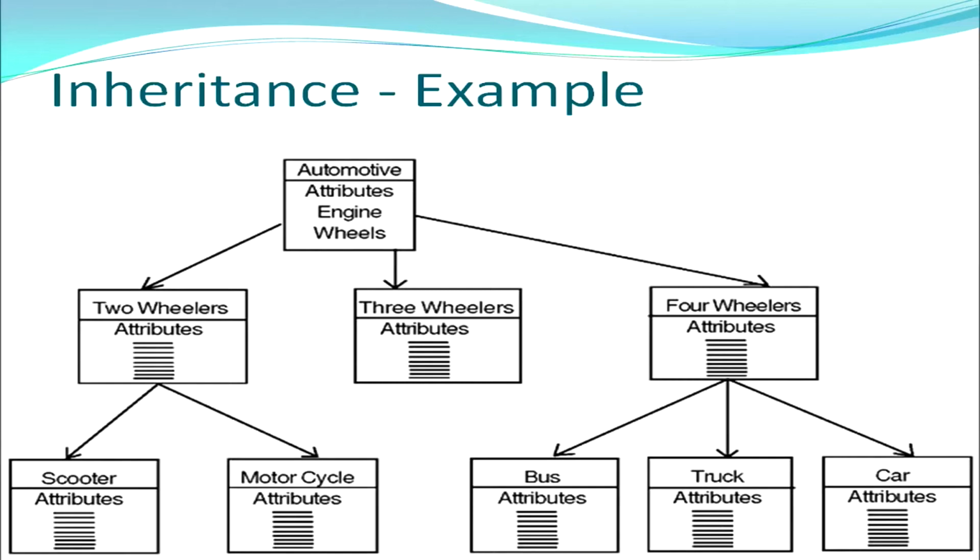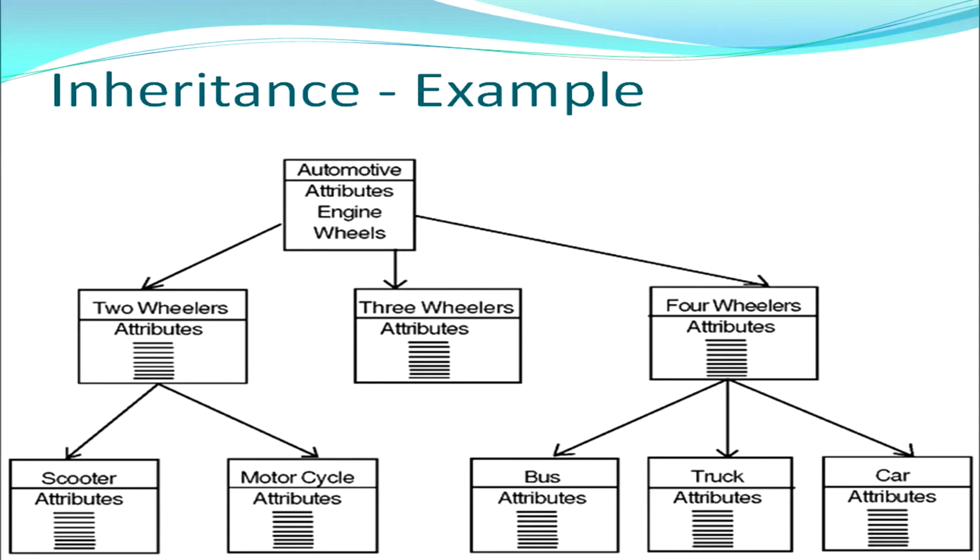As this example shows, for automotive there are attributes like engine, number of wheels. Then two-wheelers have some different properties, three-wheelers have some different properties, four-wheelers have some different properties. So, a class called two-wheelers, which is inherited from automobile, will have the common attributes that the base class has and some unique attributes that only a two-wheeler has.